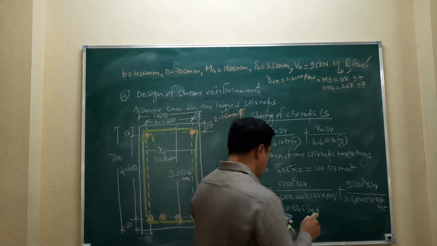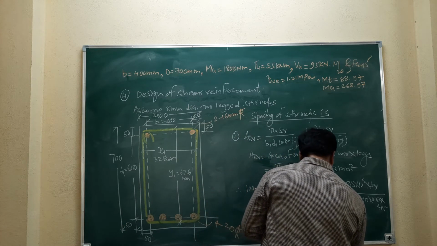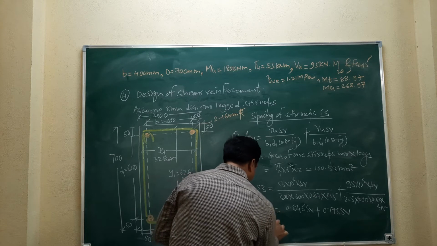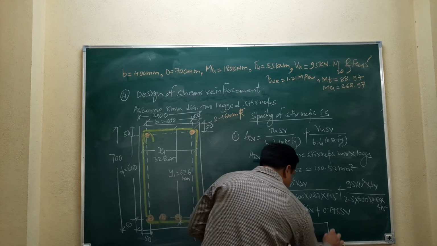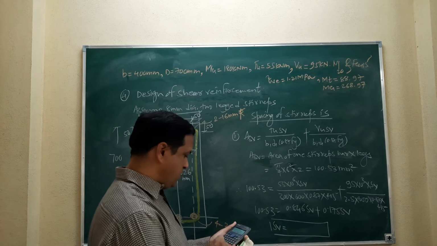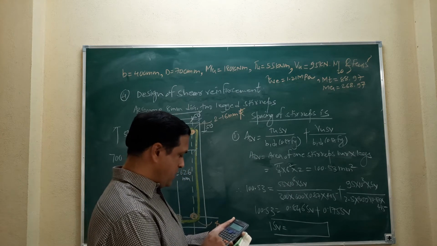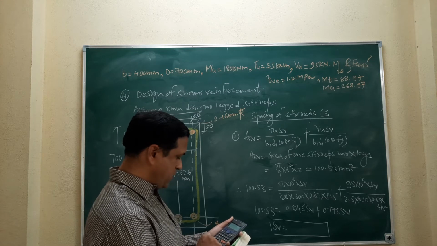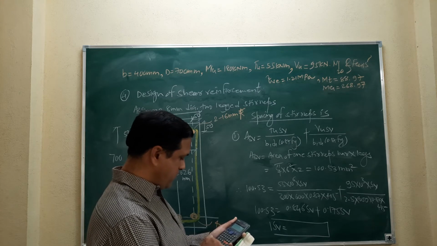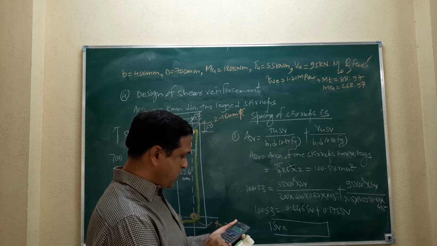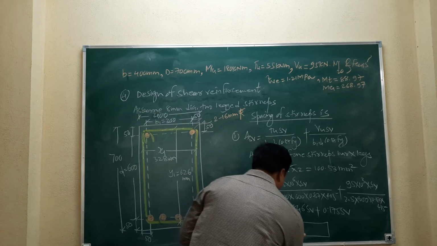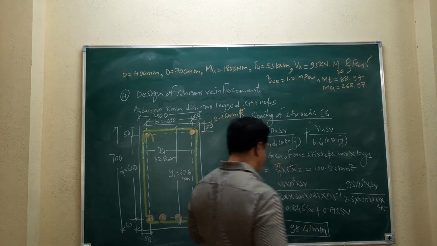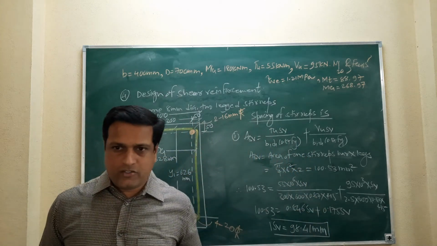So this is 0.175 SV. This is 100.53. The value of SV is 100.53 divided by 0.846 plus 0.1755. Okay. So the value is 98.41 mm. So this is the value of spacing considering the first formula.